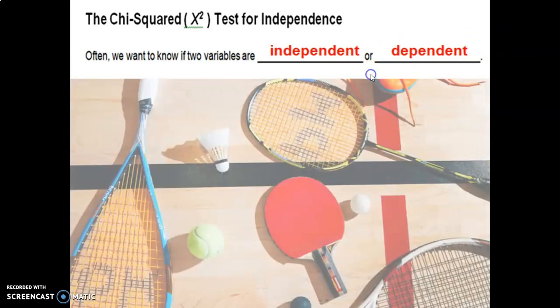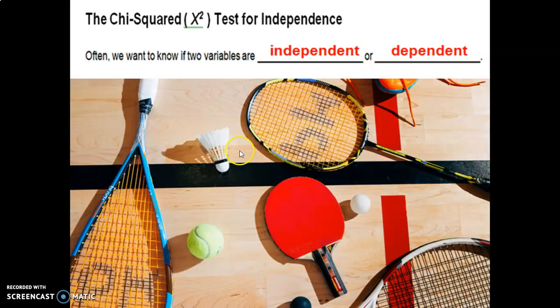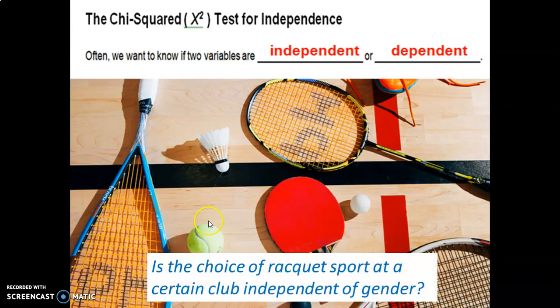That's the key here. Okay, an example we're going to use is racket sports. And the question is, is the choice of racket sport at a certain club independent of gender? In other words, do males or females tend to prefer one type of racket sport, or does gender have no influence? In other words, is there independence? There's no influence by gender on choice of racket sport.